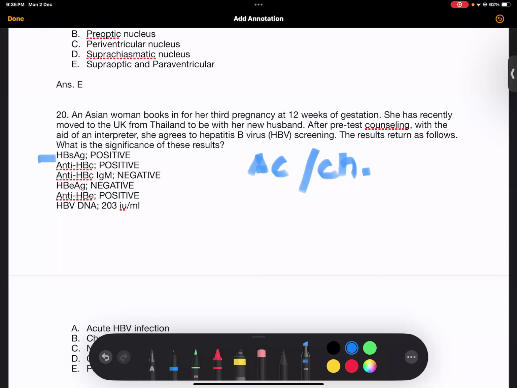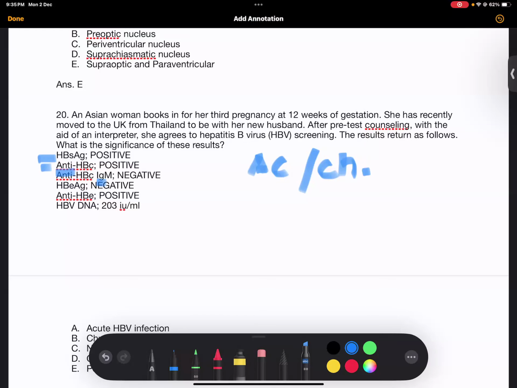So if you first see that HBs surface antigen is positive, it means there is a current infection ongoing, either in the form of acute infection or in the form of chronic infection. Okay, now in the next few steps you have to differentiate between these two things. So anti-HBC is positive. The second thing, it would be positive whenever there is a past infection. Okay, so it is also showing that there is some kind of infection. And this anti-HBC IgM is negative.